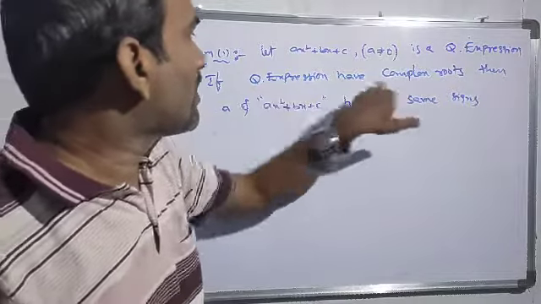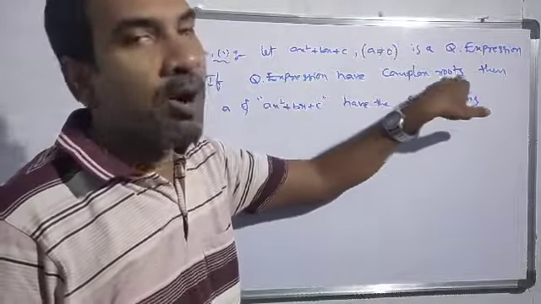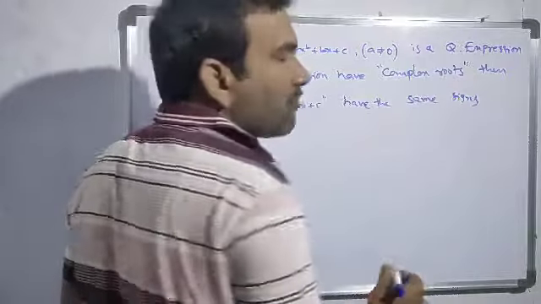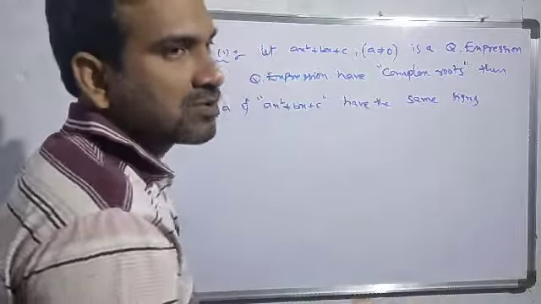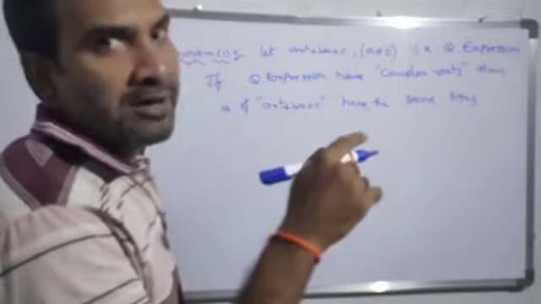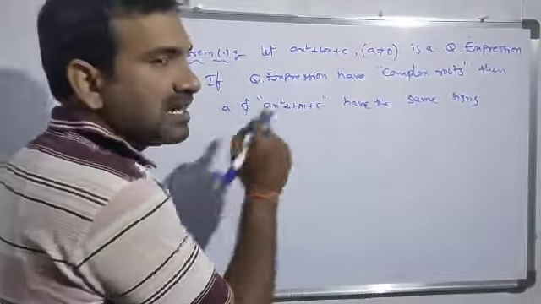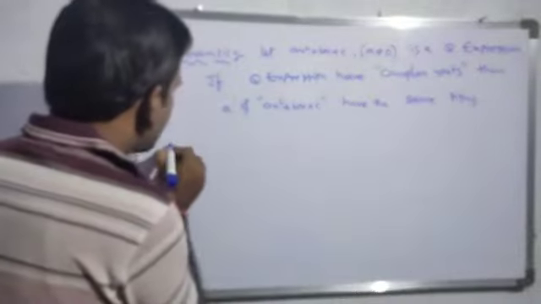Here what we require is that the quadratic expression has complex roots. So this is the main thing: we have to find out the roots. If the roots are complex, then our discriminant value should be less than 0. That is our concept. Right. Next one.